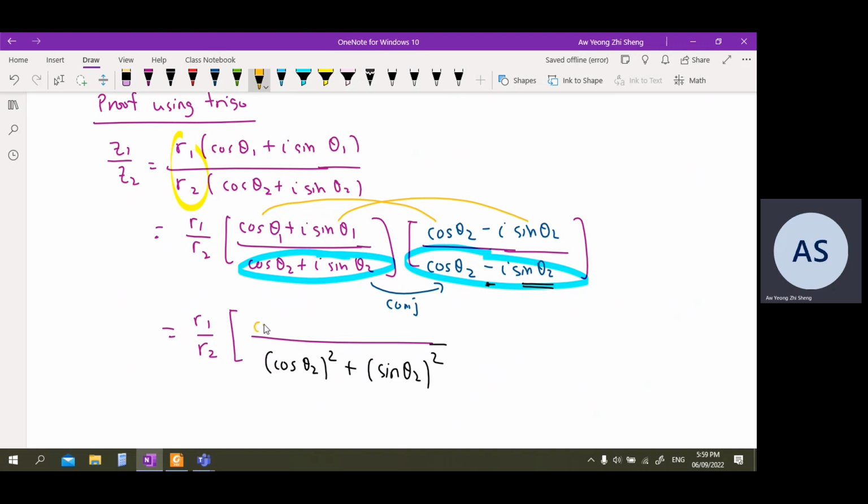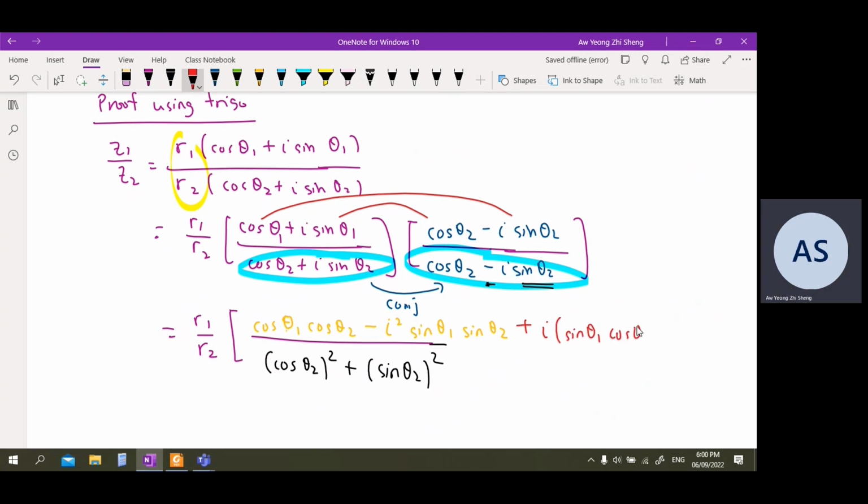So I have cos theta 1 cos theta 2 minus i squared sine theta 1 sine theta 2. Okay, then I also need two more combinations, the inner and outer combination. Okay, and this will give me the imaginary term.